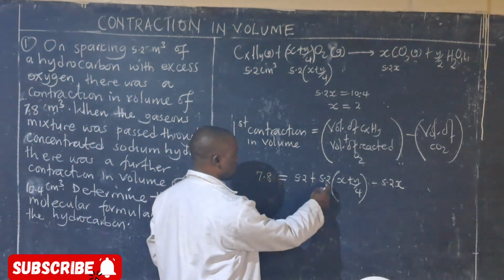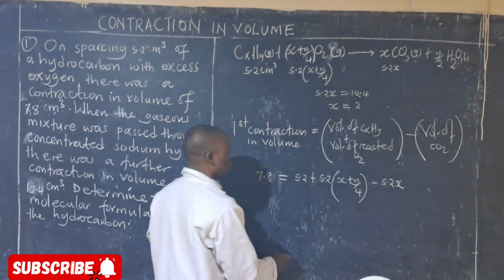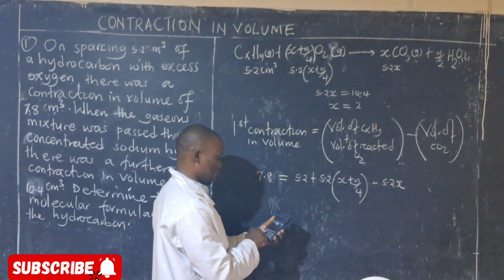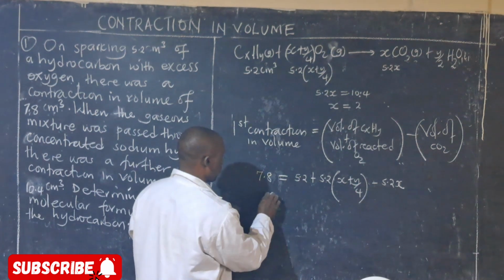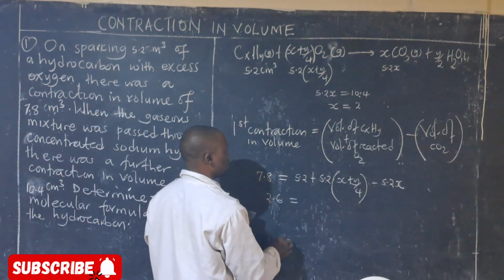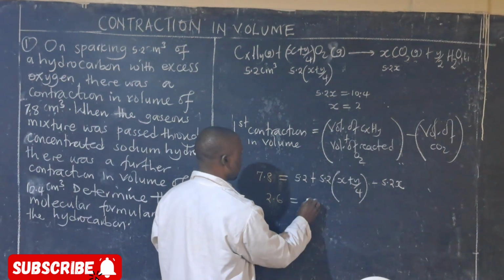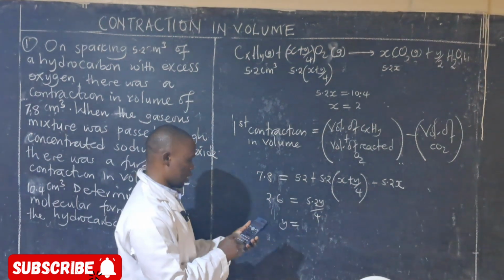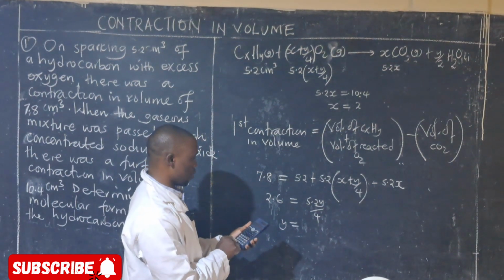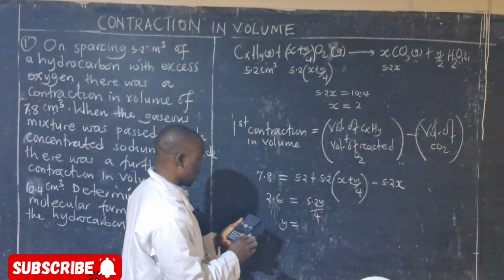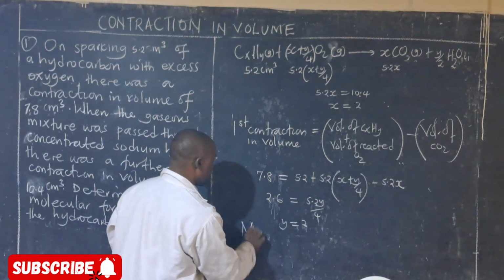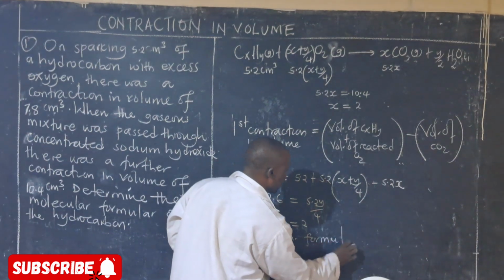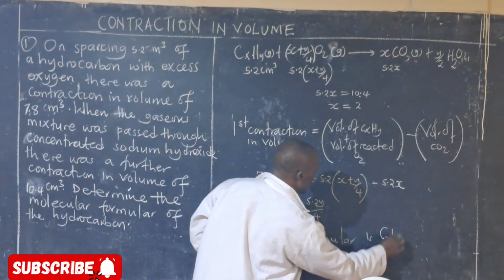Punching into the calculator, 5.2x will cancel with this. So I'll have 7.8 minus 5.2, which gives us 2.6, equals 5.2y out of 4. So times 4 divided by 5.2 gives us 2. So the molecular formula is C2H2.